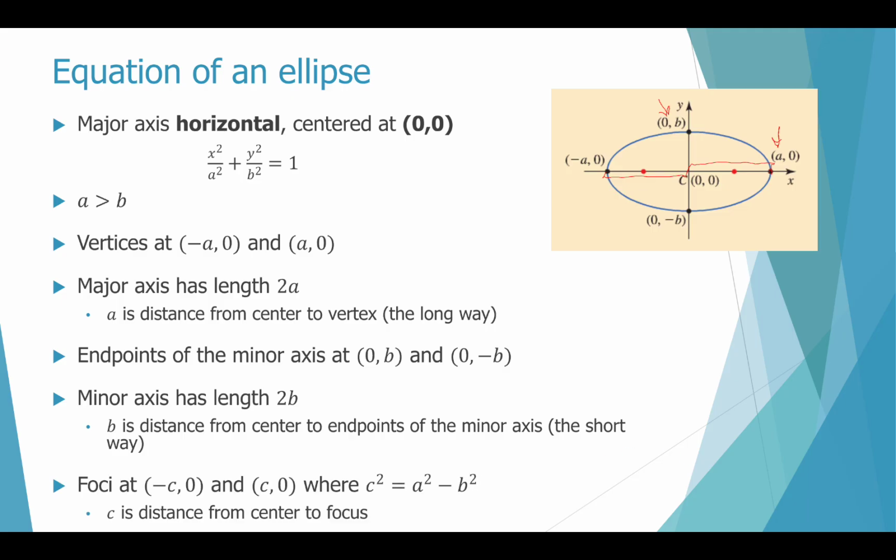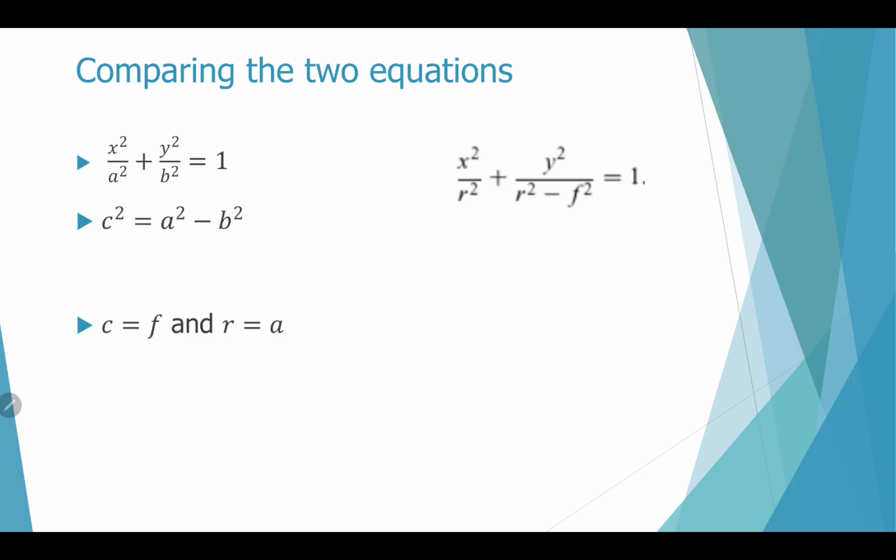The foci are at c and negative c, and in this case, c squared would equal a squared minus b squared. So c is the distance. If we took half the major axis distance, the semi-major axis, so this piece here, and then we took the semi-minor axis, that piece there, we square each of them. The distance for c would be that, and this is c, right, that's c, this is the negative c. So we have a bunch of these formulas.